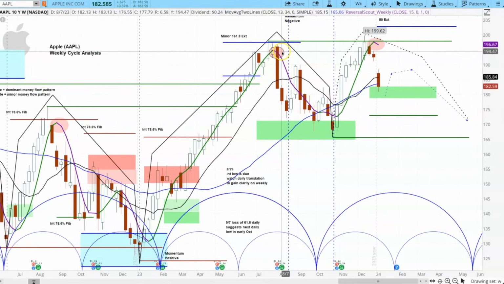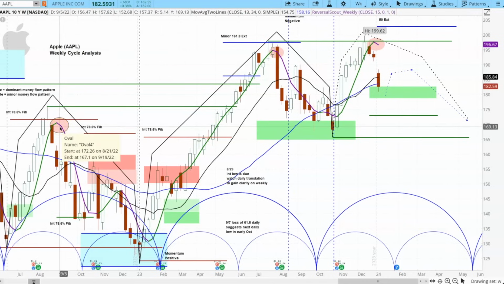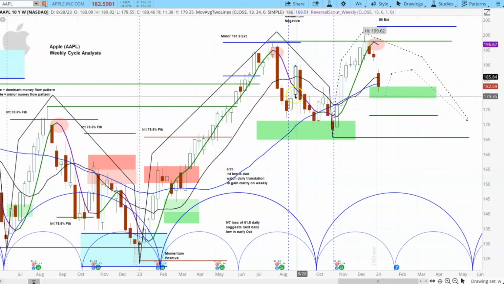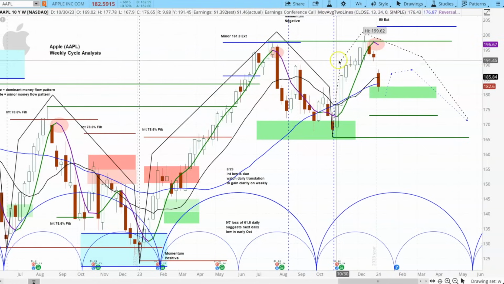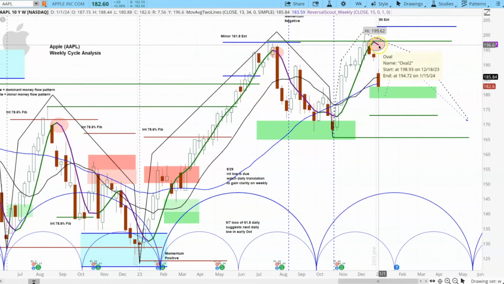And I want you to note that I have these little red warning circles right over here. I put them specifically on this chart because I wanted you to see where the reversal scalp comes down and warns on the weekly chart that the cycle peak is in place. You can see that right over here. The cycle peak in Apple is in place.